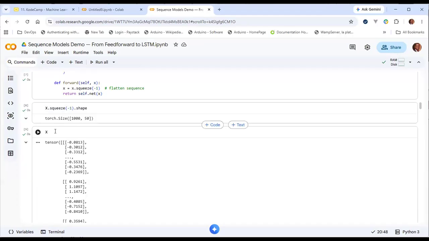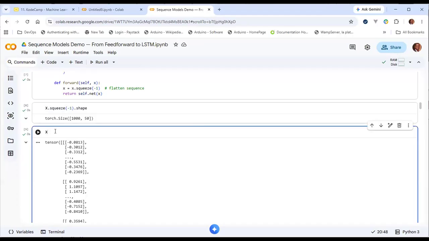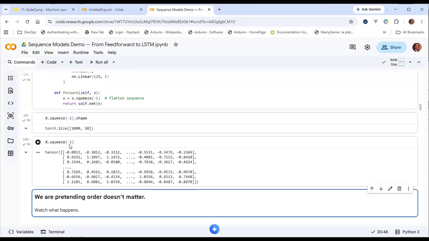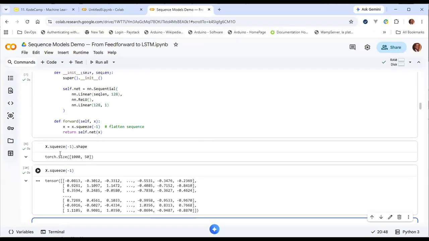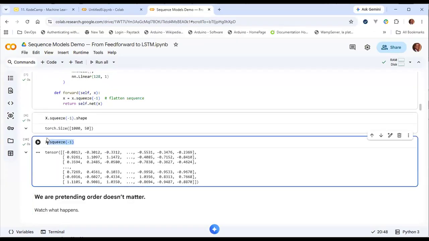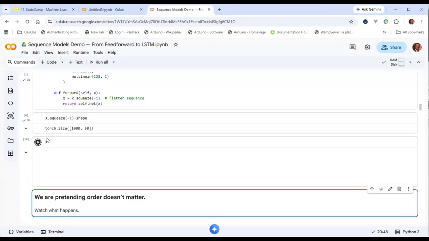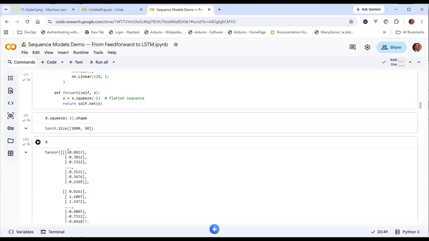So perhaps this is X, but X.squeeze(-1) will look a bit different. You now see X.squeeze becomes two-dimensional instead of three dimensions. X alone has three dimensions. Just pay attention and look at it. Let me do that again. You can see the three brackets at the beginning. That's how you know the number of dimensions, right?